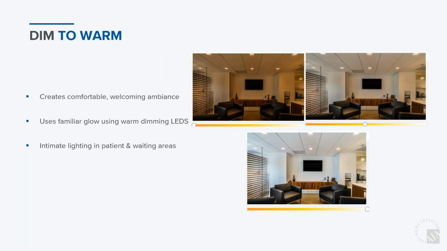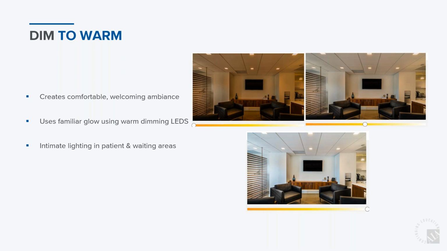Dim to warm. I would consider this almost your most entry, basic level of tunability. Dim to warm is similar to tunable white. However, as the light levels dim down, the color temperature becomes warmer. This technology decreases color temperature with lumen output to mimic incandescent lighting, and creates a calming environment suitable for waiting rooms and receptions. This could be as easy as one wall slider, 0 to 10. As you dim that fixture down, your lights are going to warm up.